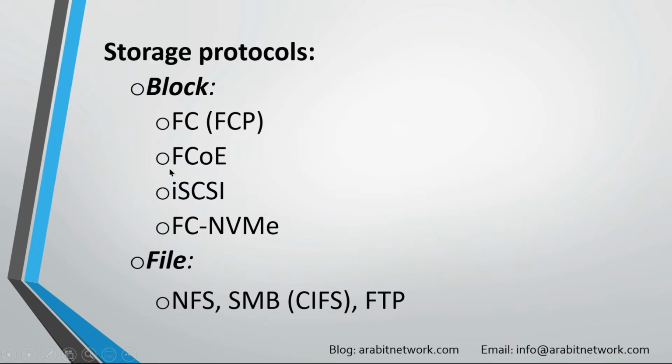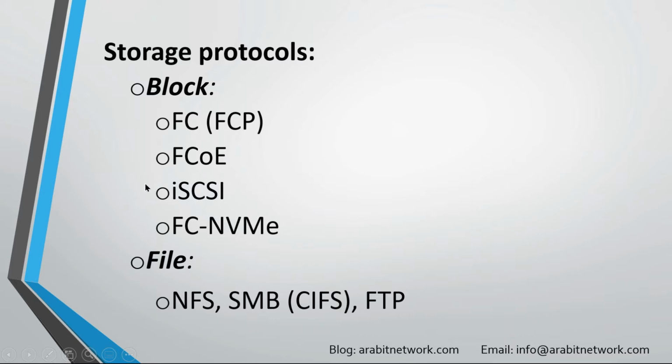FCoE stands for Fibre Channel over Ethernet. It's also a Fibre Channel storage protocol, but in this case it runs over Ethernet, not over a dedicated storage fabric or storage cable. It shares the same network fabric with the Ethernet traffic. We will learn more about the hardware used for this in a coming slide.